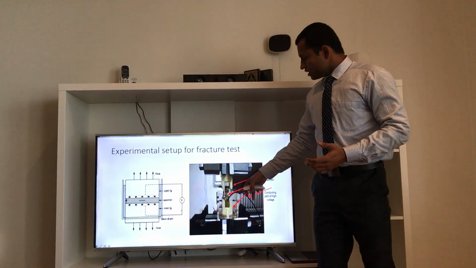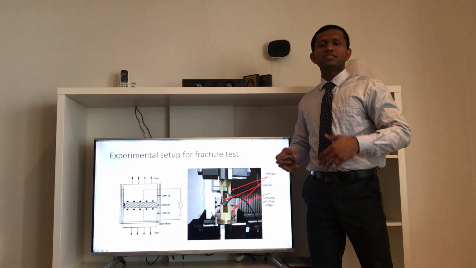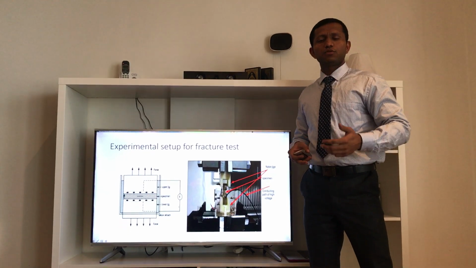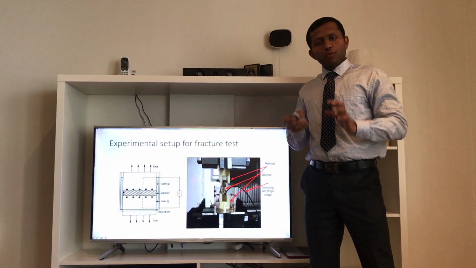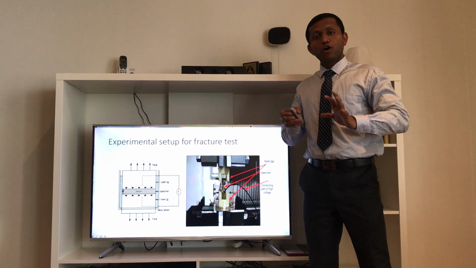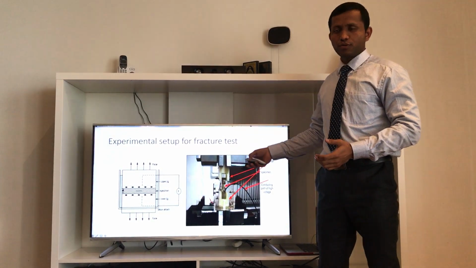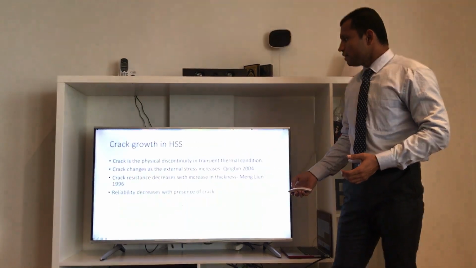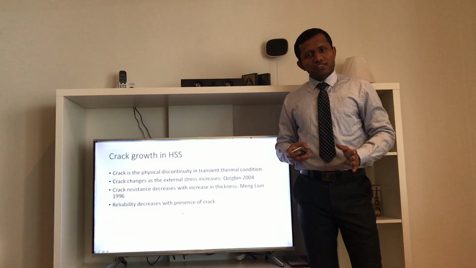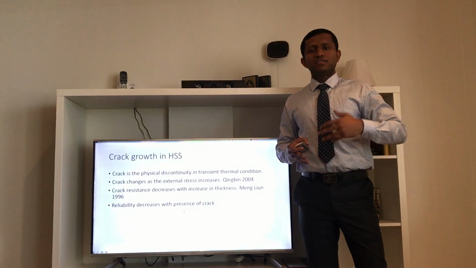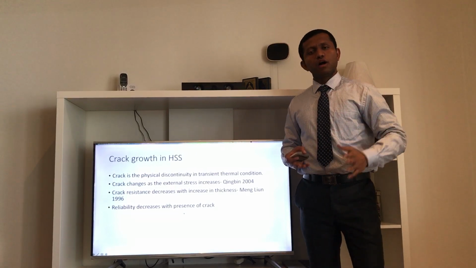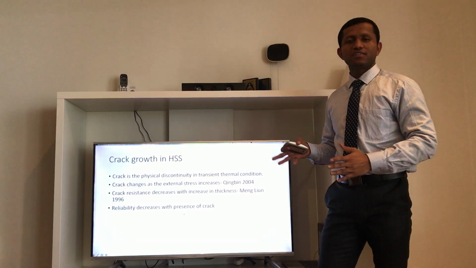So it is fixed into the jaws and heat and stress are applied to the specimen. So up to how much stress it can sustain and up to how much heat it can sustain before failure, we can analyze from the experiment. And for our high strength steel, which factors are affecting to get it failure? So out of that, first one is the crack growth in high strength steel.